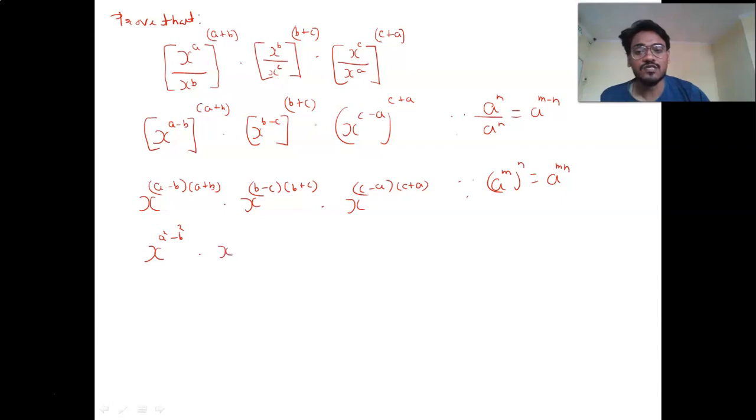Okay, here also it's going to be b square minus c square, and here also it's going to be what? c square minus a square. Now students, see, they all are in product, so I can add the exponents by the first law of exponent. So it will be a square minus b square plus b square minus c square plus c square minus a square. Now just check it out.